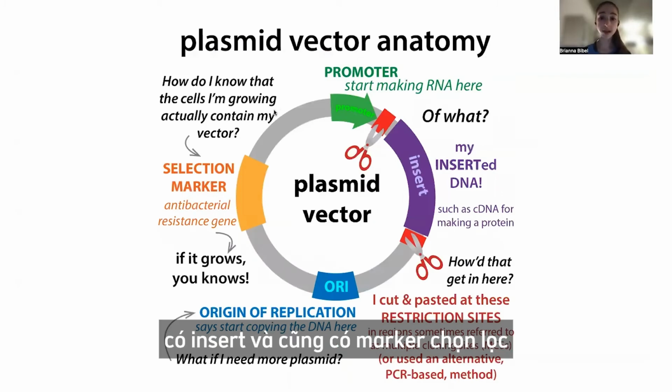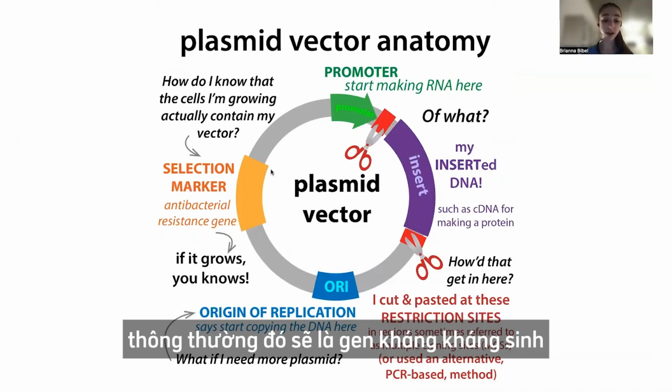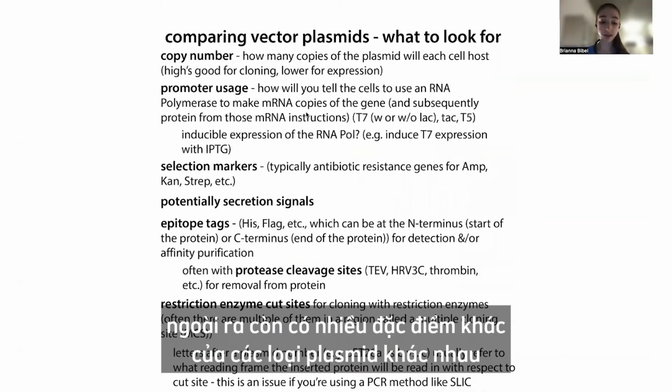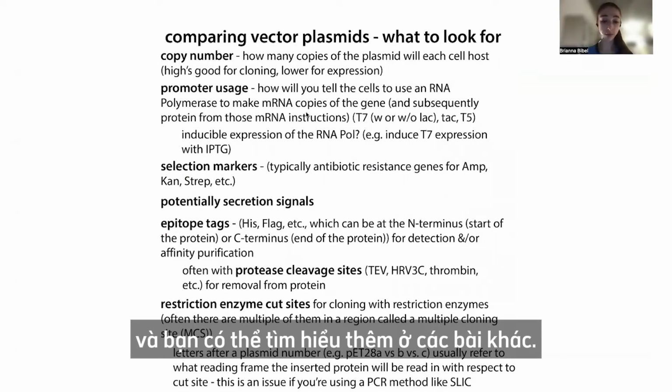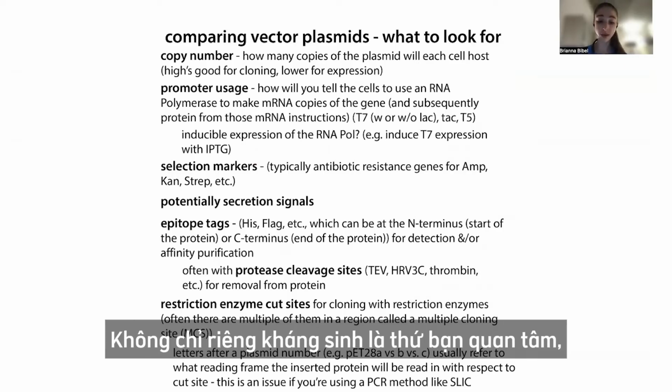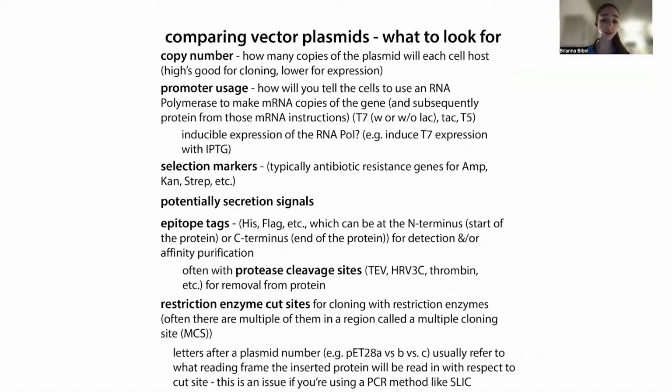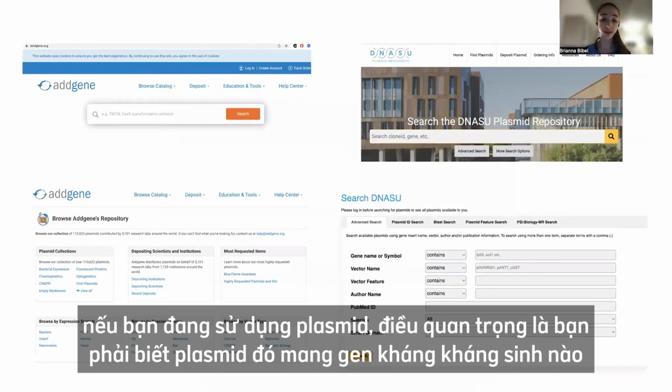And so we have in our plasmid, we have our insert, and then we also have our selection marker. And so this would be typically the antibiotic resistance gene. There are a bunch of other features of various plasmids, and you can learn about these more in other posts too. So it's not just the antibiotic that you care about, but the antibiotic is one of the key things that you will care about. If you're using a plasmid, it's important that you know what the antibiotic resistance gene is.